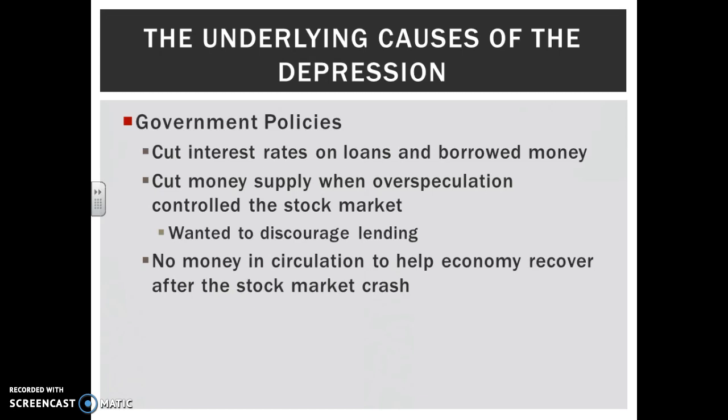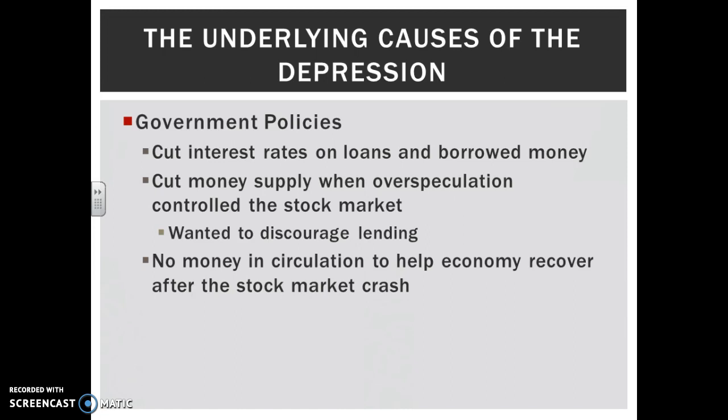when overspeculation occurs, the control of the stock market, the government cuts the money supply, meaning the Federal Reserve does not print any more money. They don't put any more money into circulation when they take out. They don't keep it the same. They actually drop the money supply and take money out of circulation. The reason being is they want to discourage banks from lending money because they see that the borrowing is becoming an issue in terms of how much people are borrowing versus how much they're paying back over time.